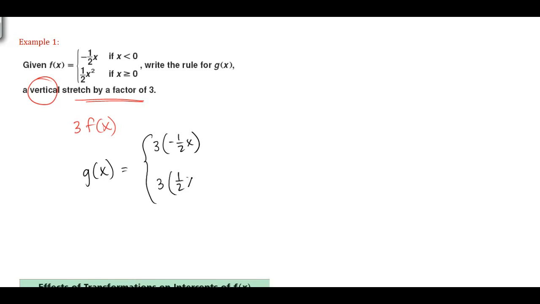And that will now give us a vertical stretch of a factor of 3. So to clean that up a little bit, I will call that negative 3 halves x, and I will call this one 3 halves x squared. And there's your new function.